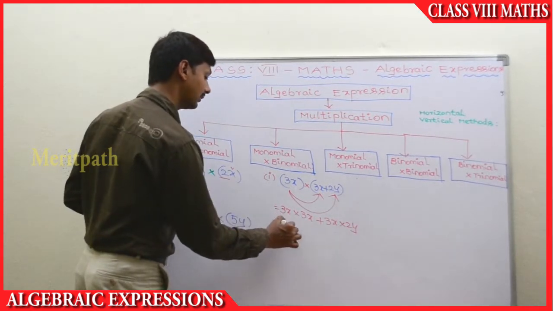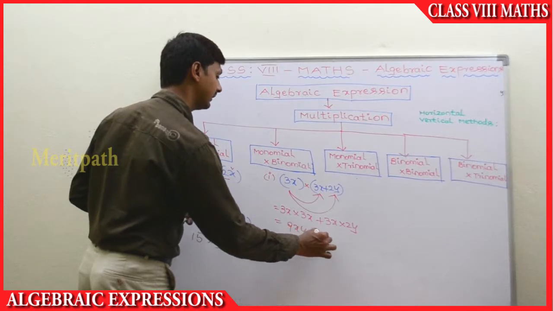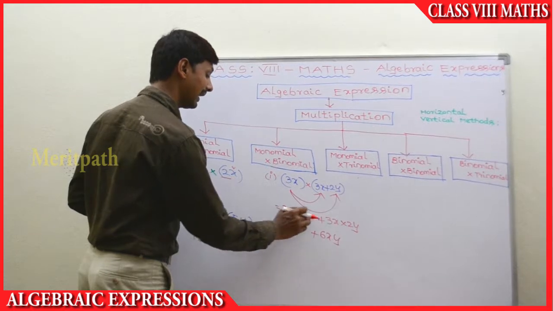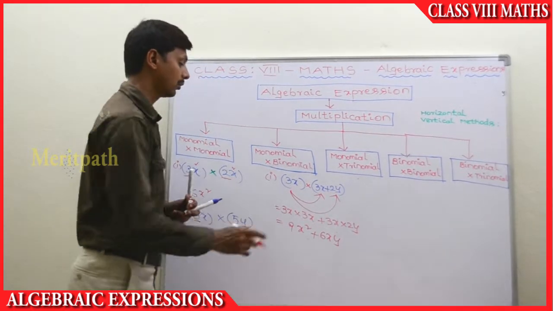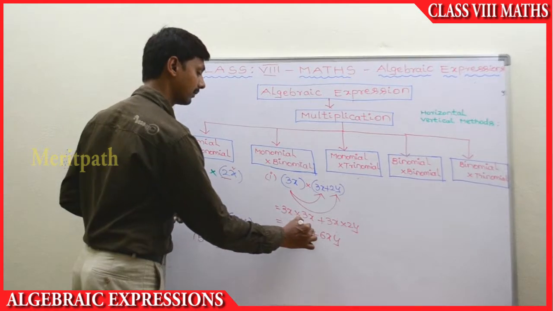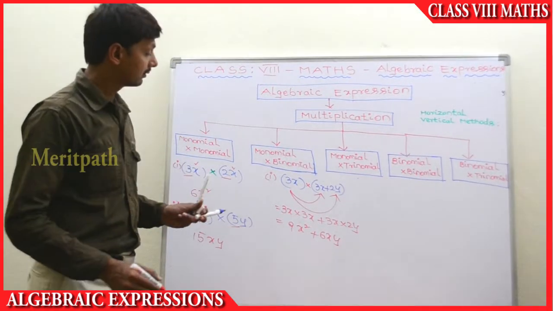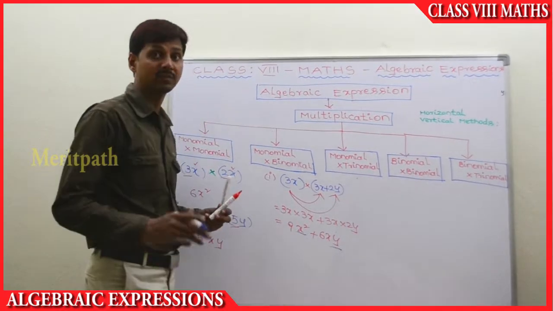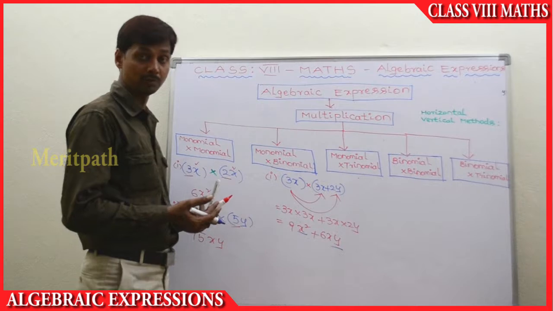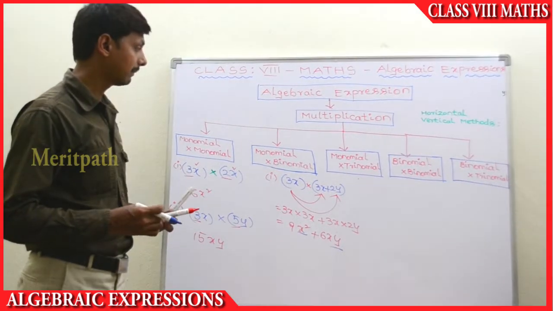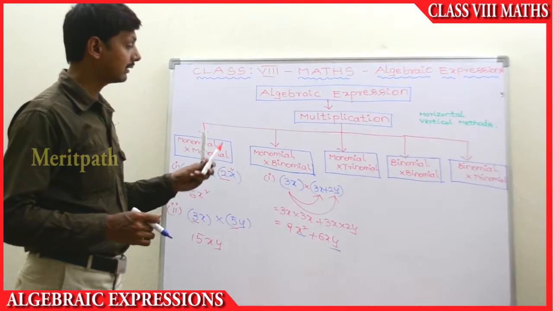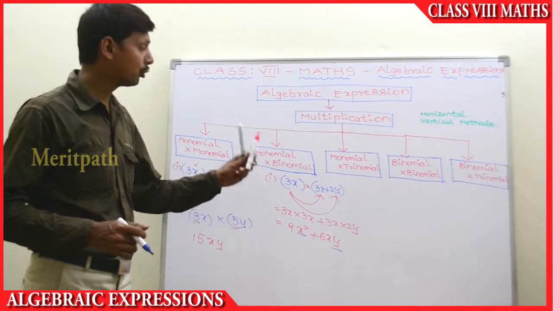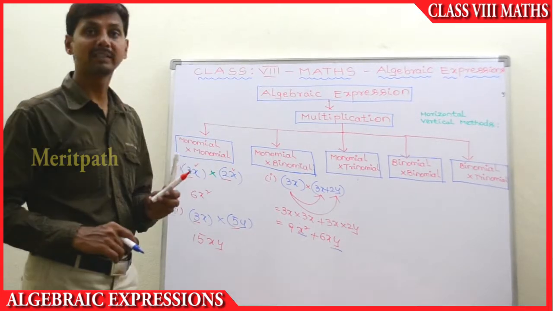So that is 3 3s are 9, x into x, x square. Sorry, this is here. 3 3s are 9x square plus 3 2s are 6xy. So if you observe these two, this is x square coefficient and xy is a coefficient. Unlike terms, we cannot add these two. So it's the same result. And 3x into 3x plus 2y is a monomial multiplied with binomial using horizontal method.